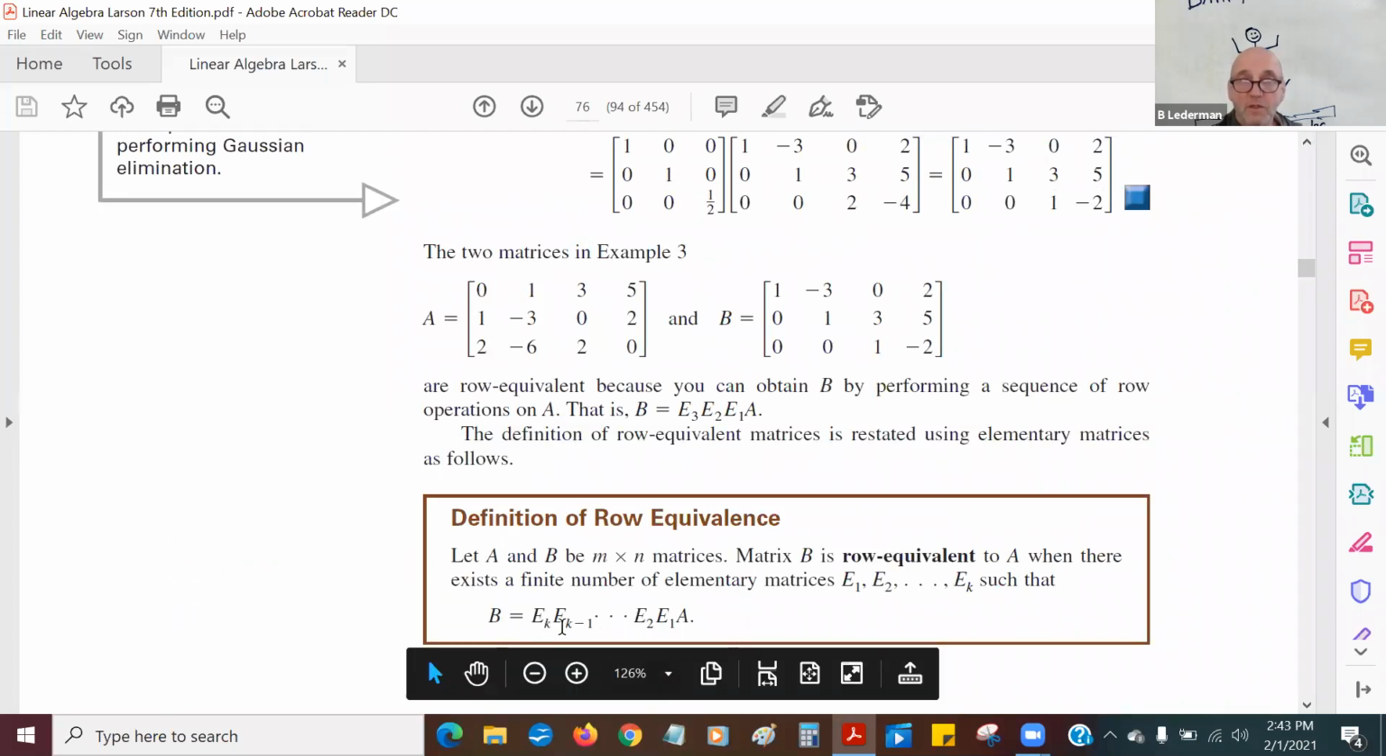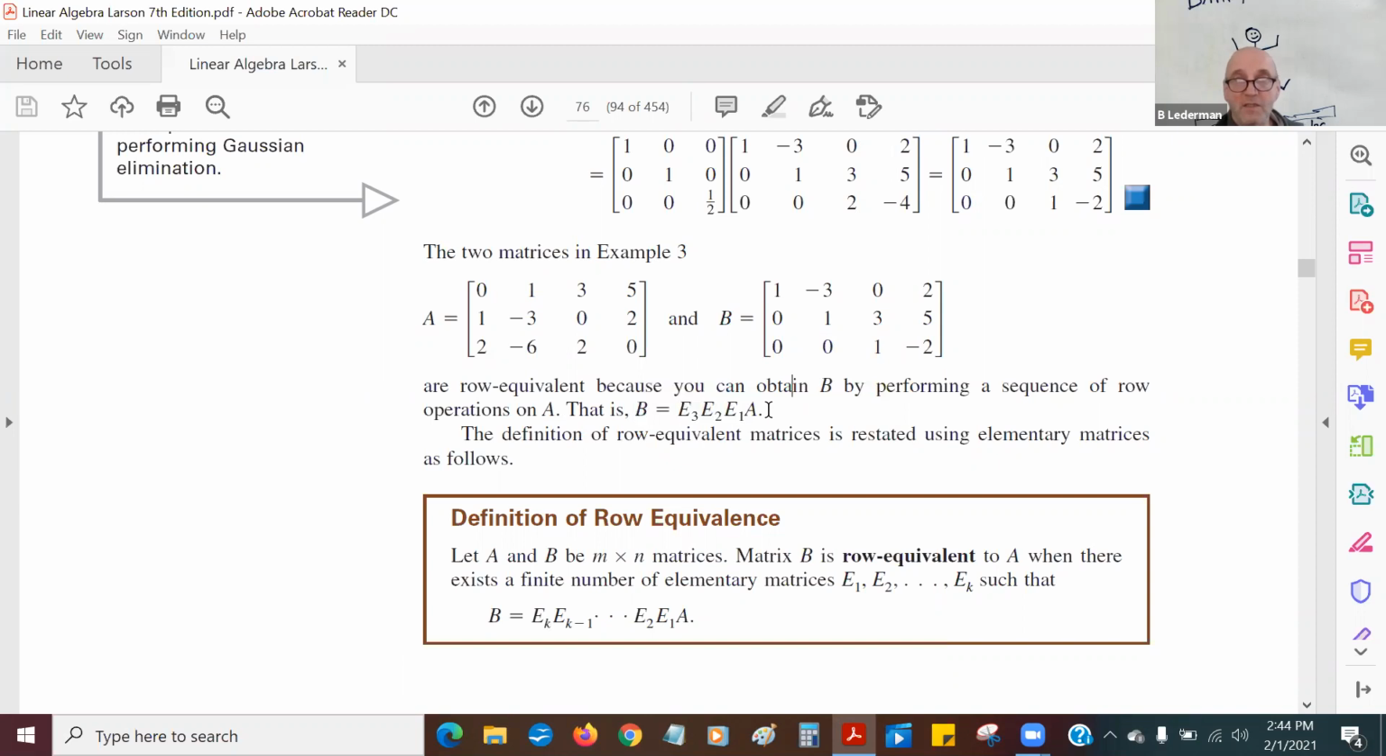that if B is equal to these guys, like let's say over here, here's easier. If B is equal to these guys, then I could say that A is equal to, if I multiply both sides on the left by E3 inverse, and then multiply both sides on the left by E2 inverse, and then multiply both sides on the left by E1 inverse, we're going to get that A is equal to E1 inverse times E2 inverse times E3 inverse times B. In other words, A can be obtained from B by elementary row operations. That is an extraordinarily powerful property.